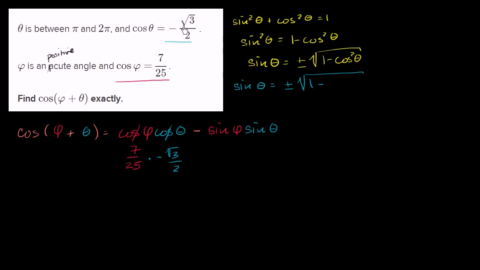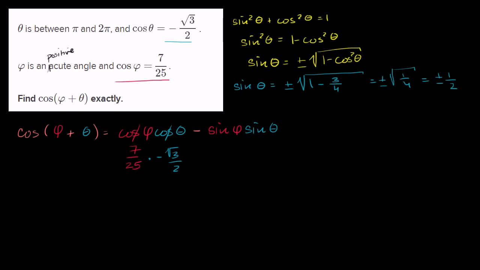Well, cosine theta is negative square root of 3 over 2. If you square it, it's going to be positive. And if you square the square root of 3, you're going to get 3. And if you square 2, you're going to get 4. So it's the plus or minus square root of 1 minus 3/4, which is equal to the plus or minus square root of 1/4, which is equal to plus or minus 1/2. Now, which one is it going to be? Is sine of theta going to be positive 1/2 or negative 1/2?